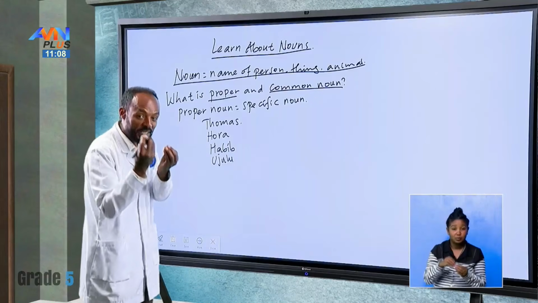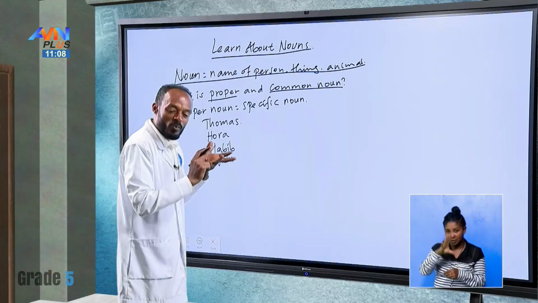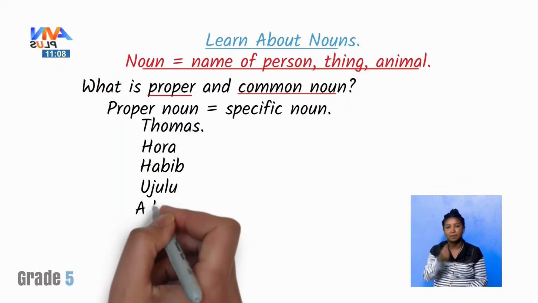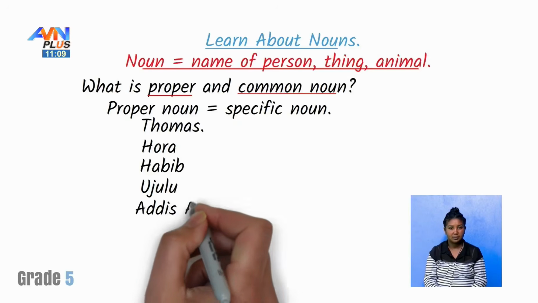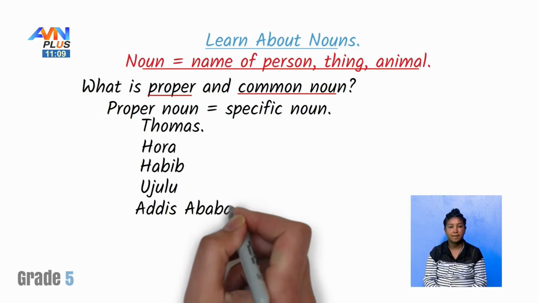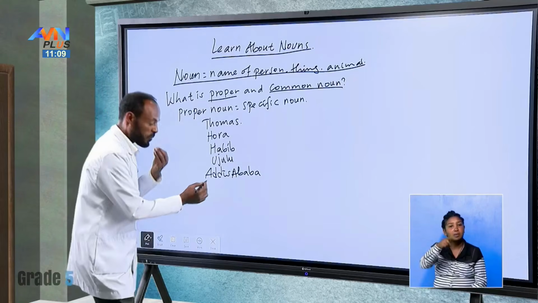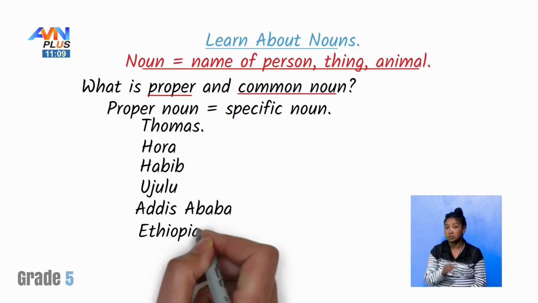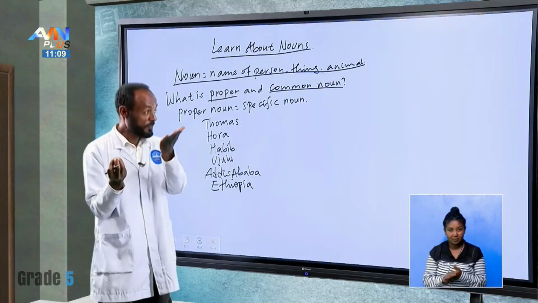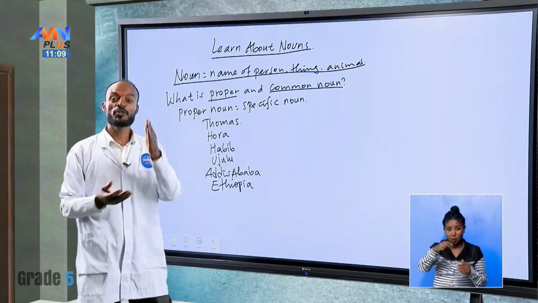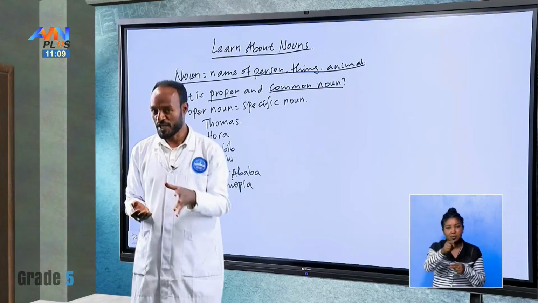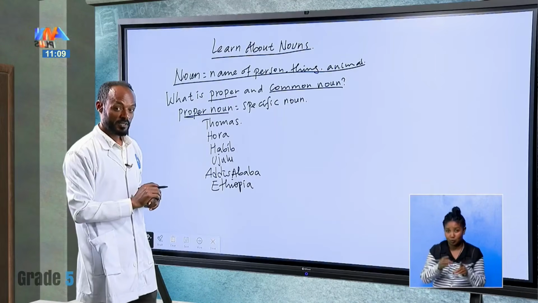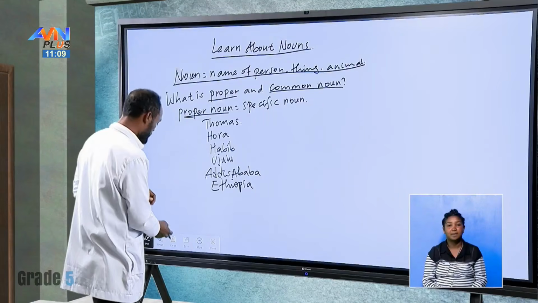And also we can say here the name of a person, the name of a city, the name of a place, the name of a thing, okay? For example, we can say here Addis Ababa. When we say Addis Ababa, this one is also a proper name. When we say Ethiopia, this is also a proper name. Is it clear? And also your name, your mother's name, your sister's name can be considered as proper nouns. Don't forget.